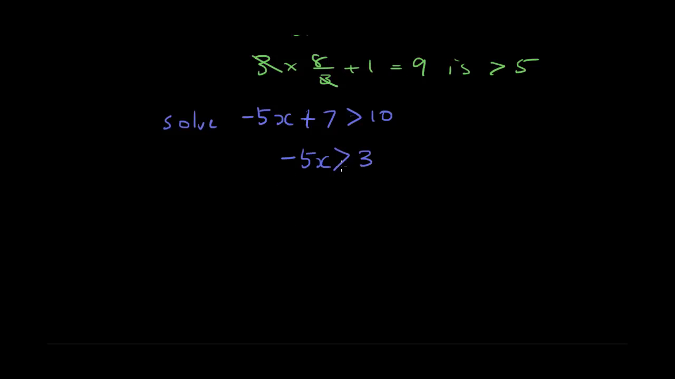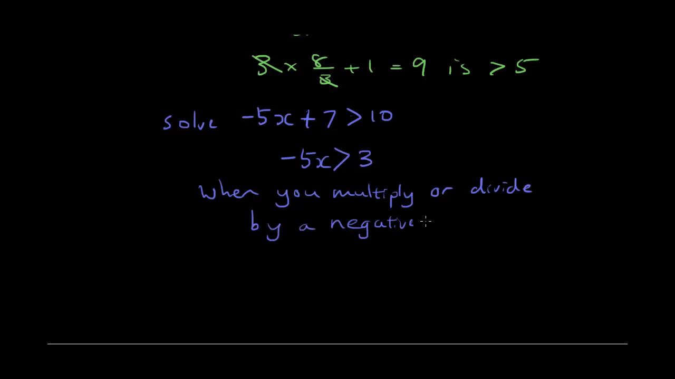Now this is where it becomes difficult. When you multiply or divide by a negative number, which is what we're about to do, reverse the inequality.